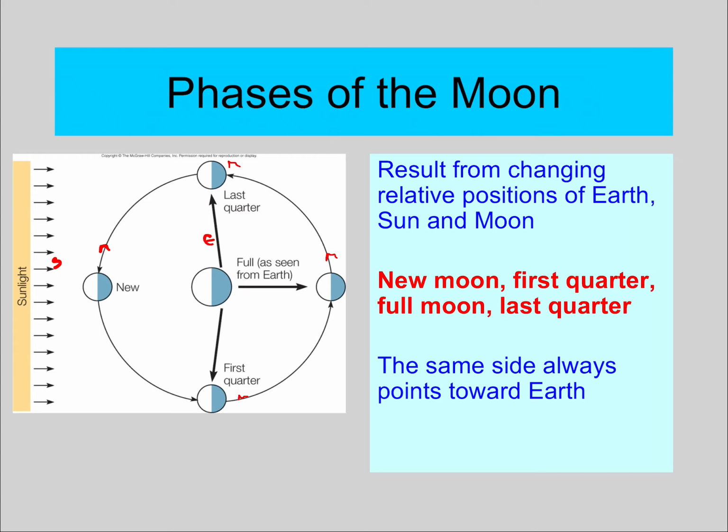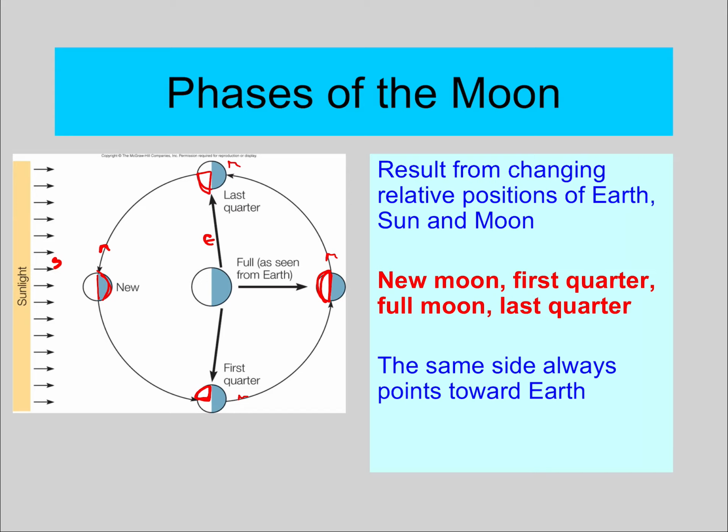Because we're going to be able to see, for example, if the Moon is between the Sun and the Earth, we're not going to see the full bright moon. It's going to be a new moon because we'll see the dark side. First quarter is where you can only see a quarter of it. The full moon is where you see the entire moon illuminated. And then the last quarter is where we would only visualize a quarter.